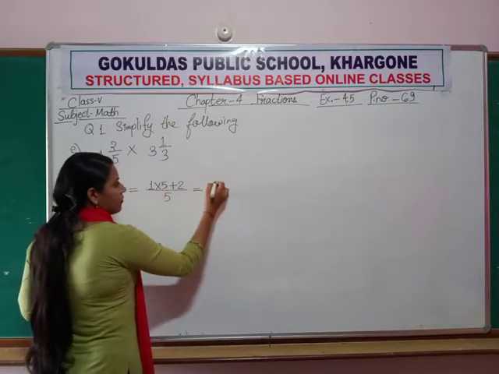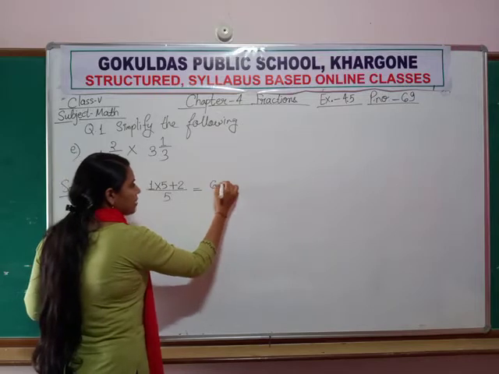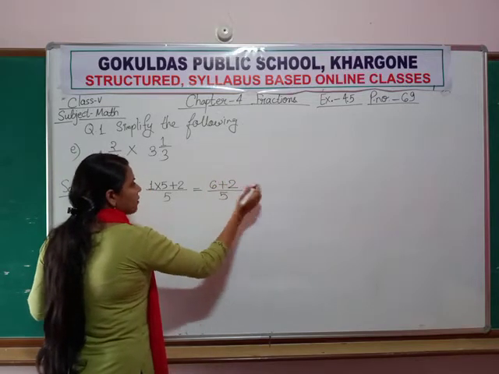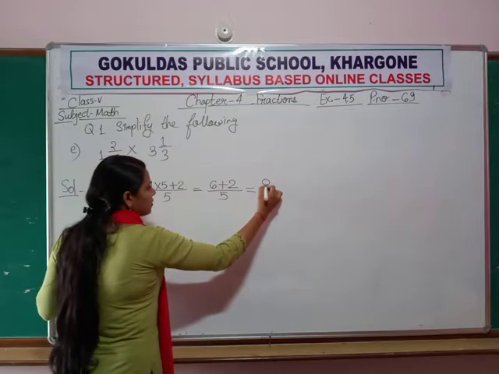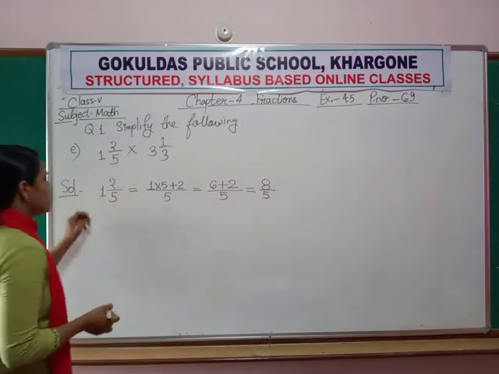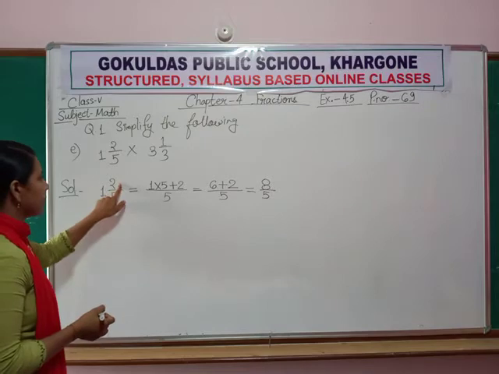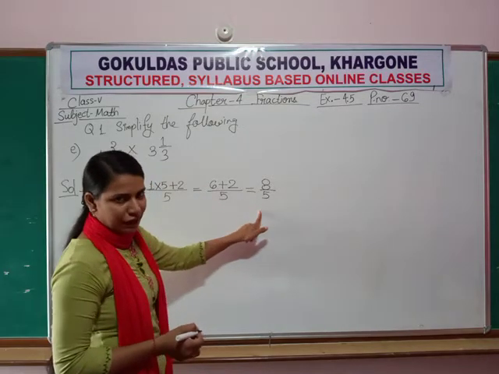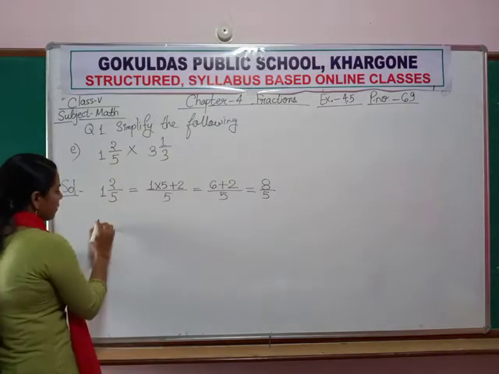Now solve this. 1 into 5 gives you 5, plus 2 over 5. 5 plus 2 is 7... so 1 2/5 means 8/5.